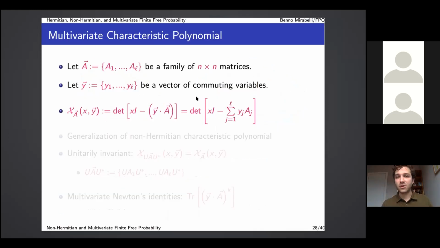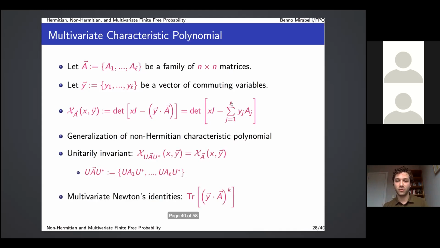So I'm going to generalize these non-Hermitian characteristic polynomials one step further and define what I call a multivariate characteristic polynomial, where instead of just taking two matrices A and A star that are conjugate transposes of each other, I take a family of matrices, A1 through AL, which don't have to be conjugate transposes or related to each other in any real way, and then a collection of commuting variables, Y1 through YL. And then I take the sum of the Yj Aj and plug it into my characteristic polynomial and define a multivariate characteristic polynomial. So clearly, if I just let A1 be A and A2 be A star, then this is a generalization of the non-Hermitian characteristic polynomial.